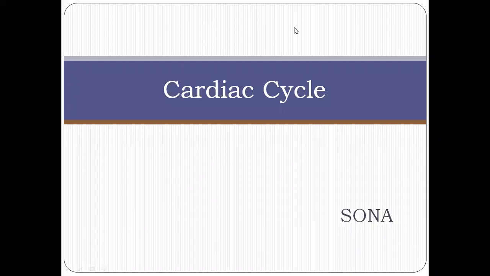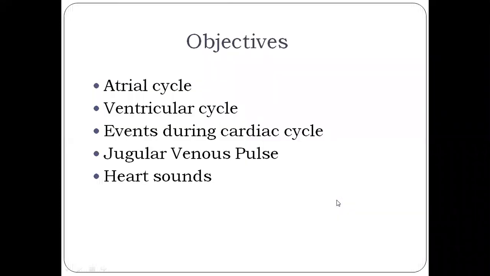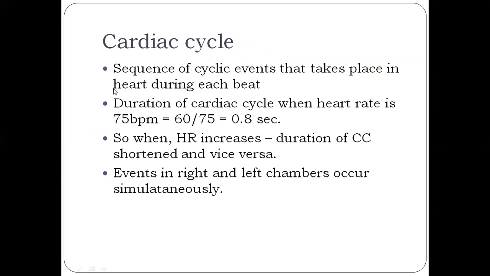Everyone. So today we are going to see about the cardiac cycle. The objectives of today's video are the atrial cycle, the ventricular cycle, and the events during the cardiac cycle. We're going to see some points about the jugular venous pulse and the heart sounds, in which the heart sounds can be separately asked as a 5 mark. The jugular venous pulse can also be asked as a 5 mark separately. The cardiac cycle can be asked as an SC. Okay, so let's get into today's topic.